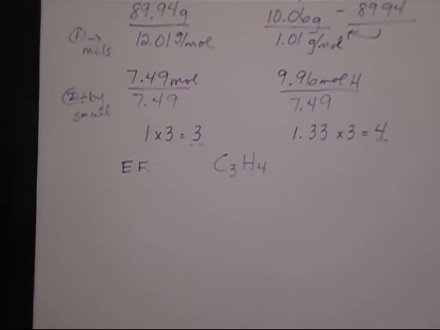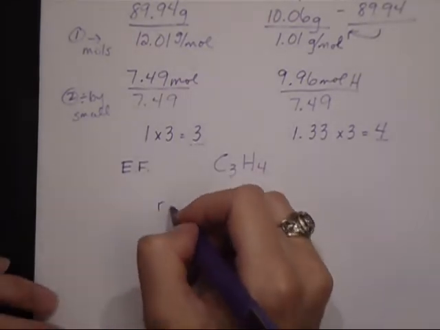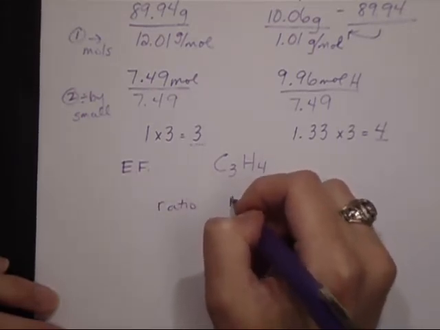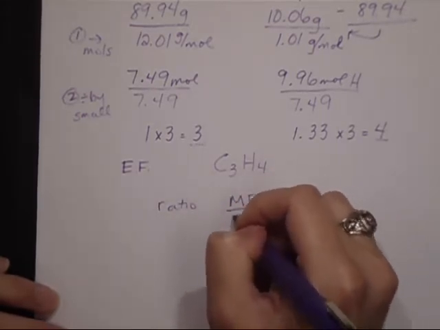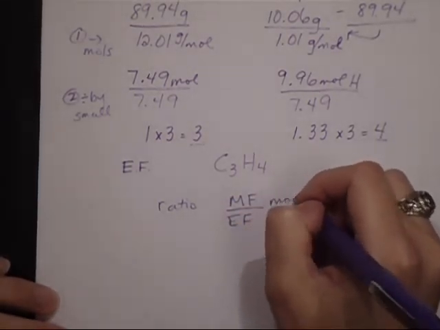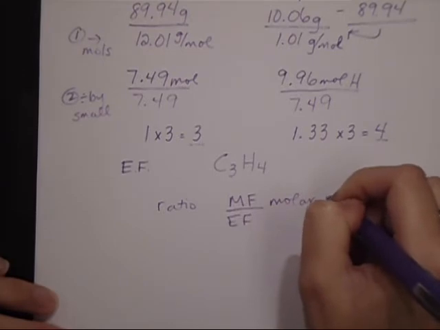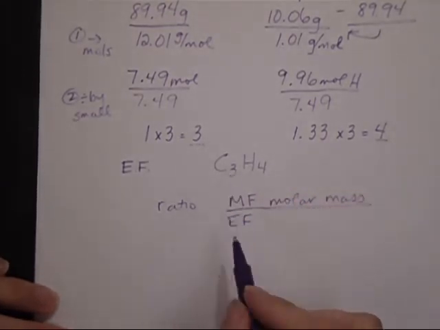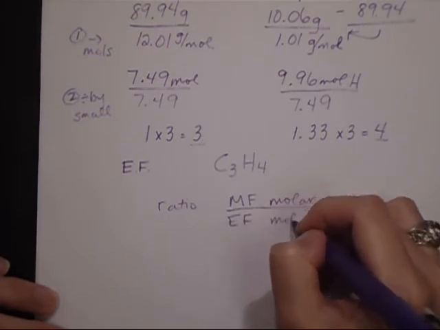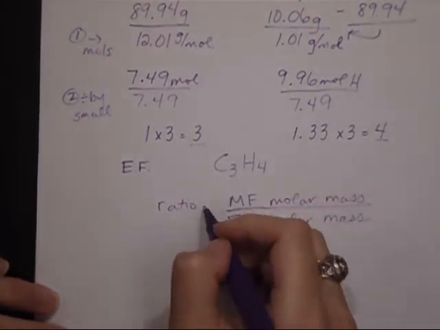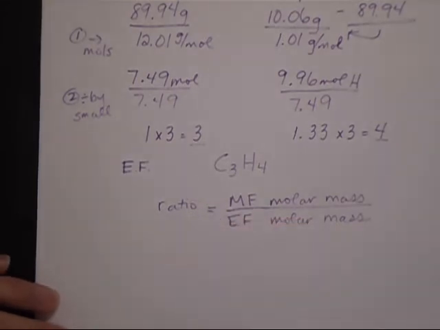To get my molecular formula, I have to come up with a ratio because it has to be a multiple of the molecular formula to the empirical formula. So the way I'm going to do that is with molar masses. I'm going to put the molecular formula's molar mass on the top. I'm going to find the empirical formula's molar mass and put that on the bottom. And they have to be some multiple of each other.